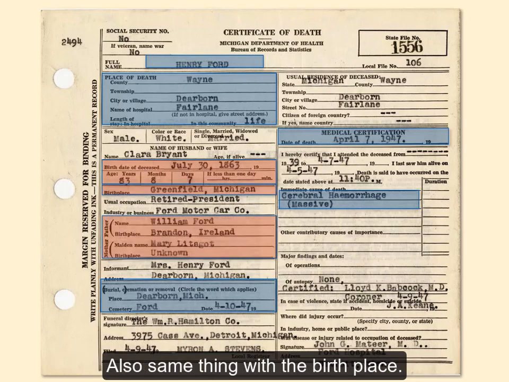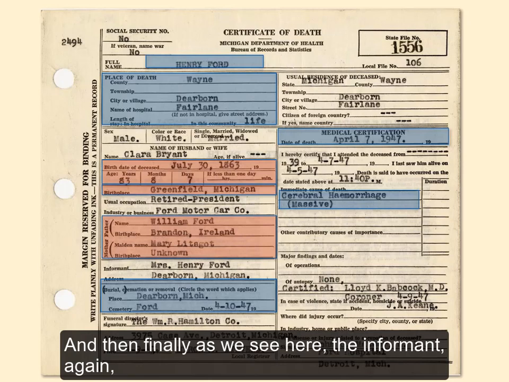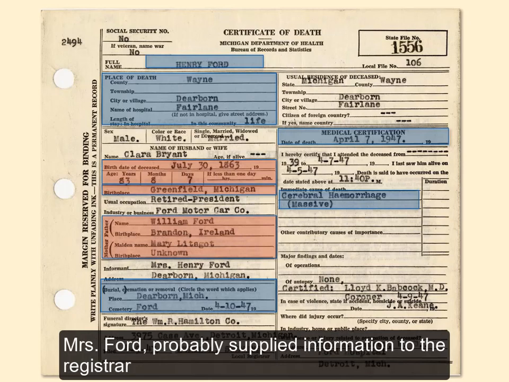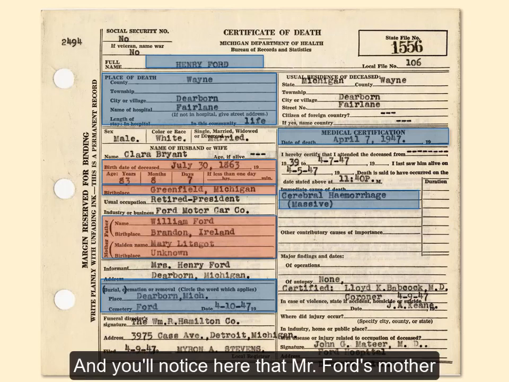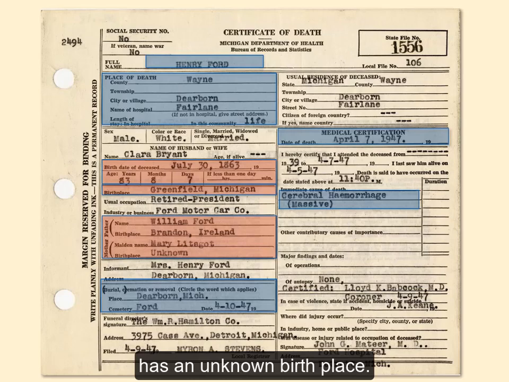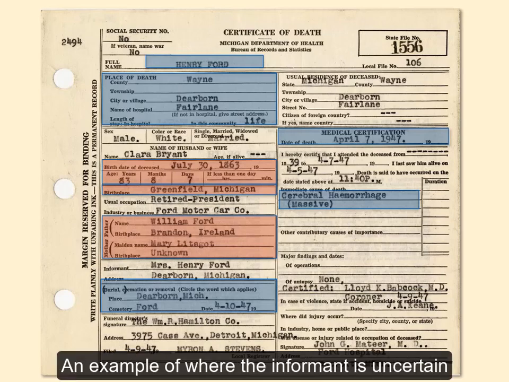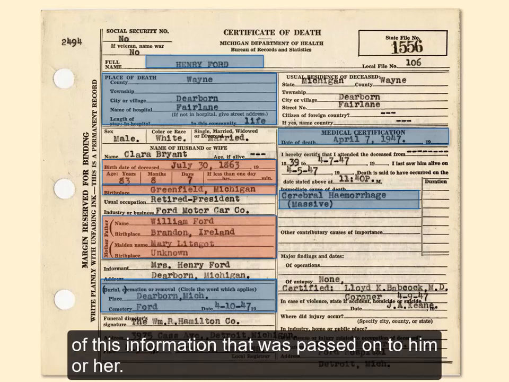Also, same thing with the birthplace. And then finally, as we see here, the informant, again, Mrs. Ford, probably supplied information to the registrar about Mr. Ford's parents. And you'll notice here that Mr. Ford's mother has an unknown birthplace, an example of where the informant is uncertain of this information that was passed on to him or her.